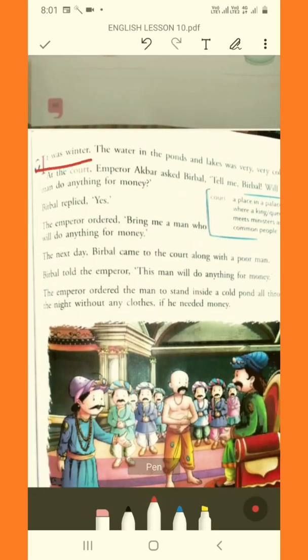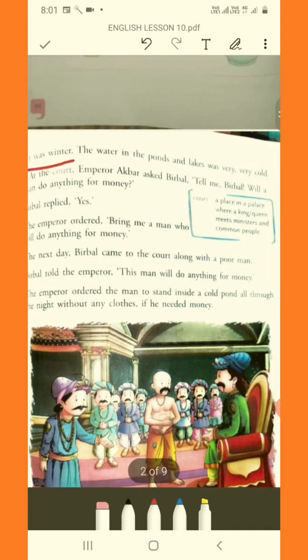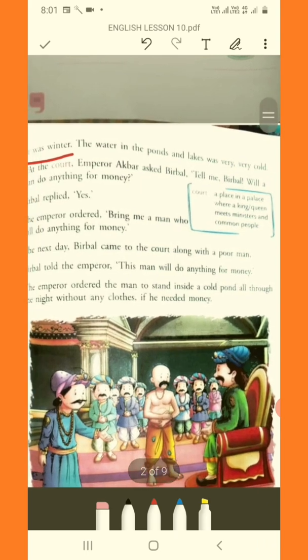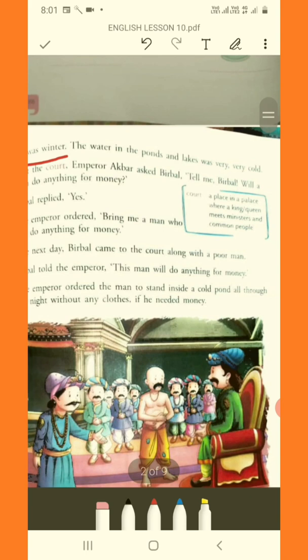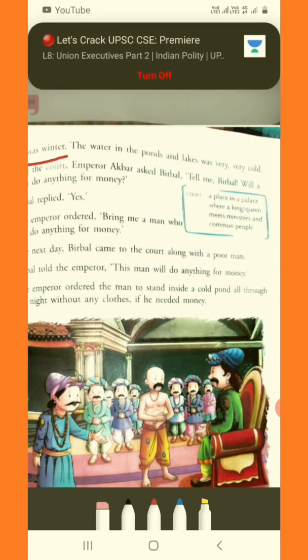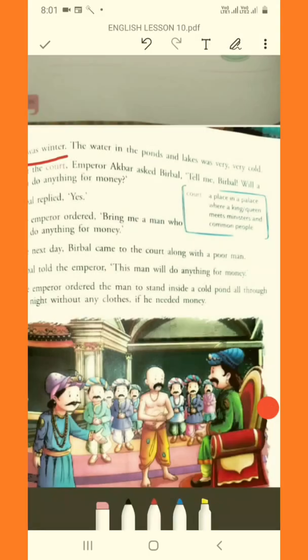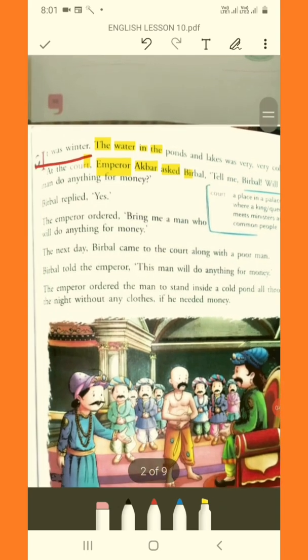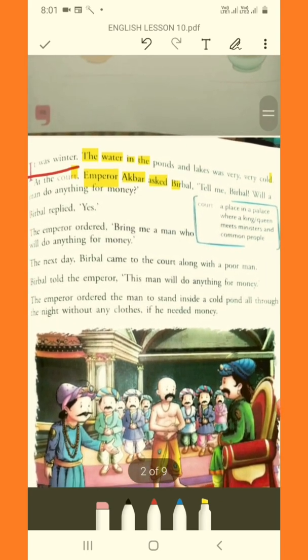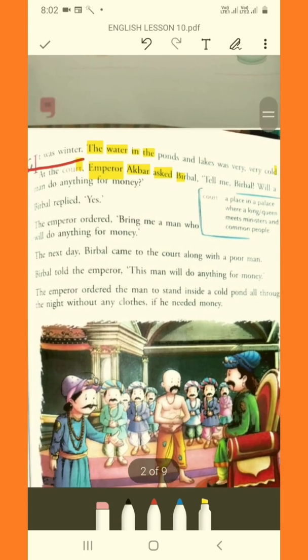It was winter. Which season is it now? Now also it's winter, right? December. So it was winter in the story as well. It could be December, January, we cannot say. It was winter. The water in the ponds and lakes was very, very cold. In winter, what happens is we do not want to take a bath in cold water, right? We warm the water, isn't it? A warm water bath is very wonderful in winter. So in winter, lakes and ponds are very, very cold.